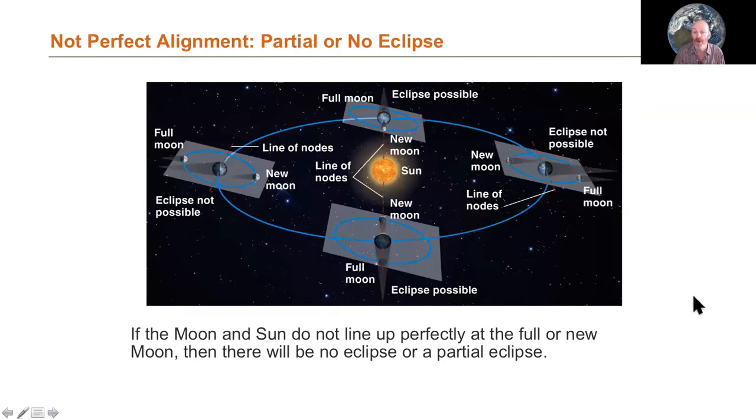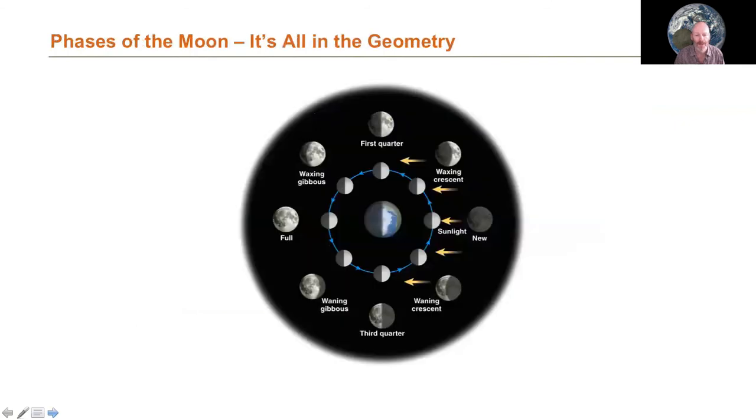Now, as the moon goes around us, it's the one thing that actually does go around us, it wobbles a bit. So we're going around the sun and the moon is going around us. And sometimes the moon will line up and give us eclipses. Sometimes the moon does not line up and it doesn't give us eclipses.